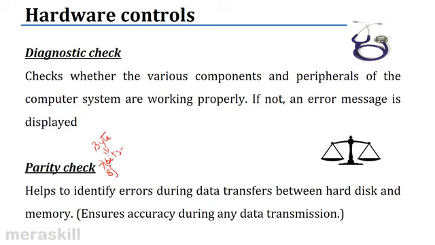A parity check is supposed to identify the errors during data transfers between hard disk and the memory. Actually, parity check ensures accuracy during any data transmission. But since we are looking at hardware controls, you need to remember only this much, students, that during data transmission, even data transfers between the hard disk and the memory, a parity check is done and it helps to know if data is not being correctly transmitted.